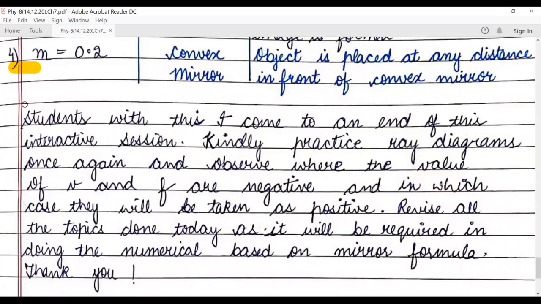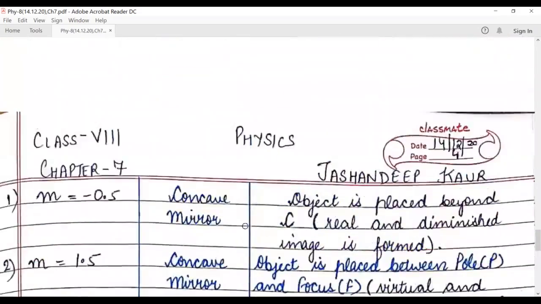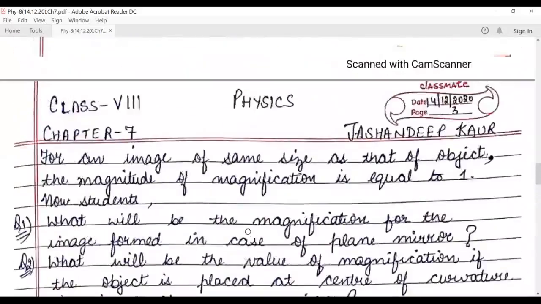So students, with this I come to an end of this interactive session. Kindly practice the ray diagrams once again and observe where the values of V and F are negative and in which case they will be taken as positive. Revise all the topics of magnification done today, as it will be required in doing the numericals based on the mirror formula. What is the mirror formula? 1 by V minus 1 by U is equal to 1 by F.